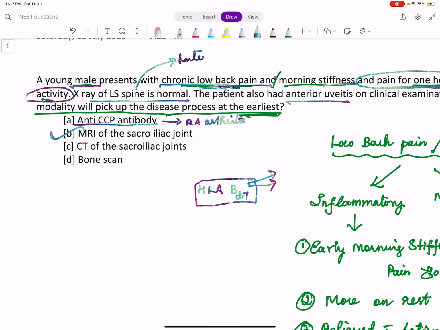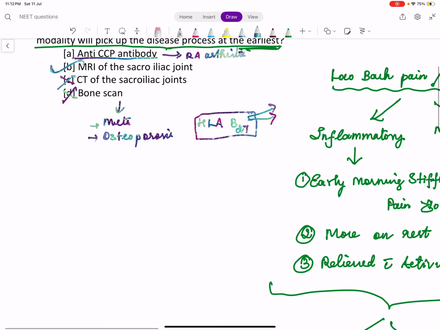CT of sacroiliac joints, no. Better investigation is MRI. Bone scan will pick up only bone metastasis, and it is not used to diagnose osteoporosis. Osteoporosis is actually picked up by DEXA scan, dual energy X-ray absorptiometry. Okay.